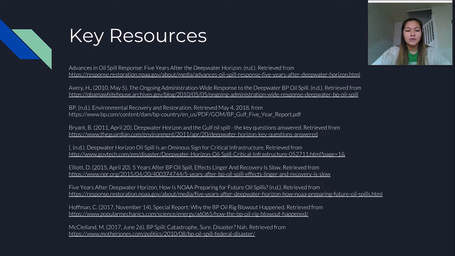So here are some of my key resources. I found them between scholarly resources and reports and articles that came straight from the White House. All this information was very useful to me, so I thought I'd keep it just in case. What I'm trying to cover in this essay is how the overall consequences of this oil spill affect us today and how they affected us then.